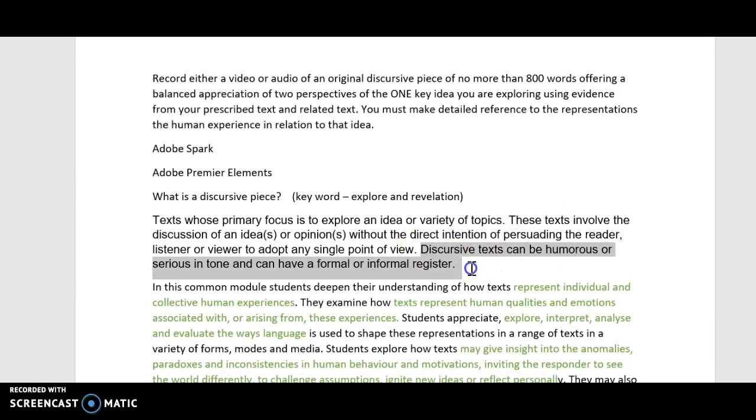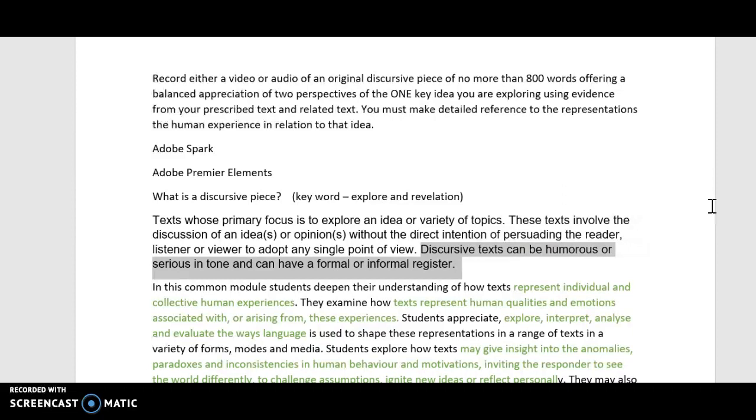Now, this is important here too. Discursive text can be humorous or serious in tone and can have a formal or informal register. Now, what you do there is going to depend on your purpose and audience. And in the previous videos, we talked about purpose and audience. What is the purpose of the text? The purpose in this case is to explore and to reveal the idea.